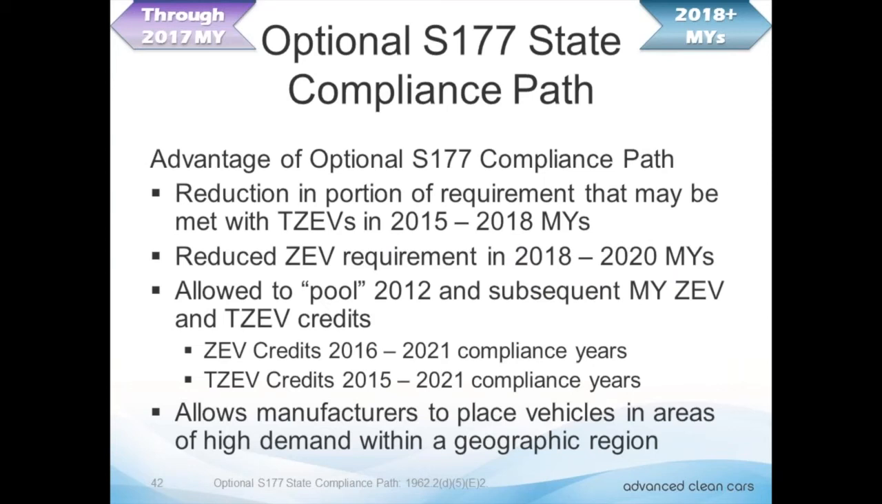Additionally, manufacturers who took this path are also allowed to pool credits amongst the Section 177 states in order to meet their requirements. Manufacturers are allowed to pool credits until the 2021 model year. Pooling will allow manufacturers to deliver vehicles in regions with the greatest demand and most developed infrastructure without having to worry about creating a compliance shortfall in other states. Let's look at an example of how this works.